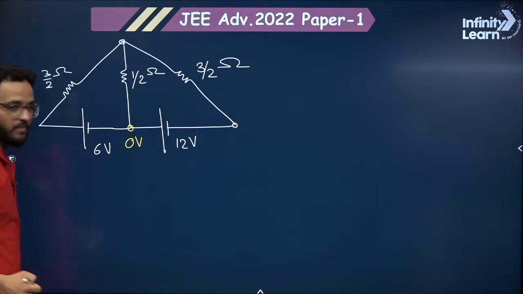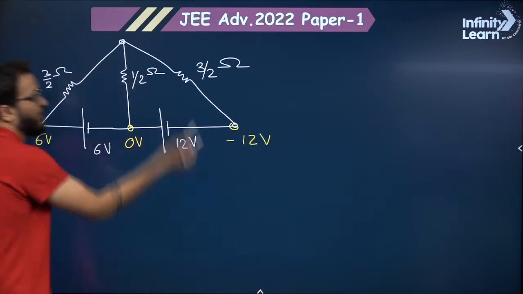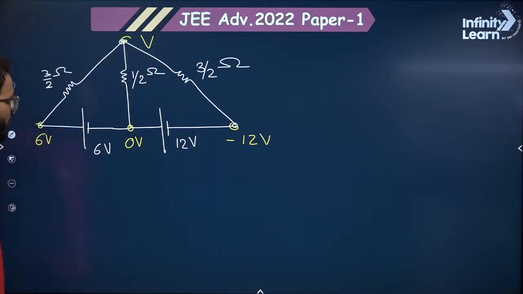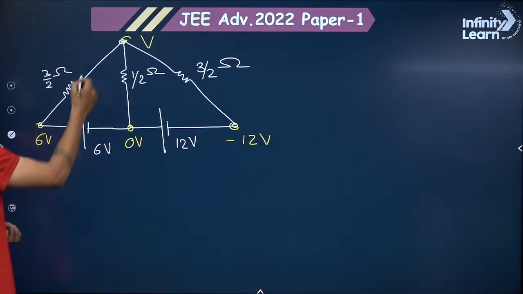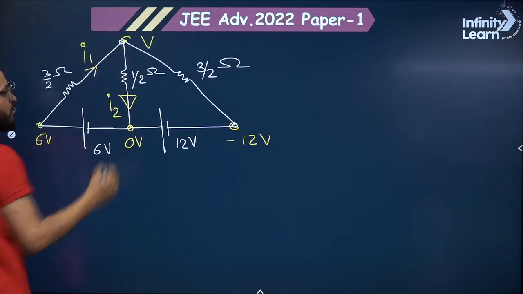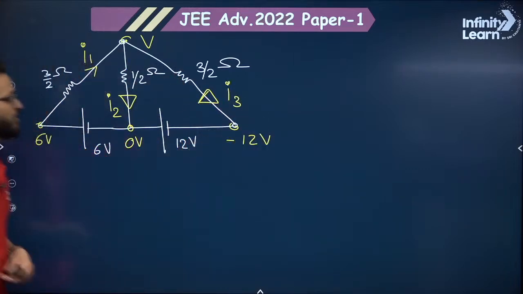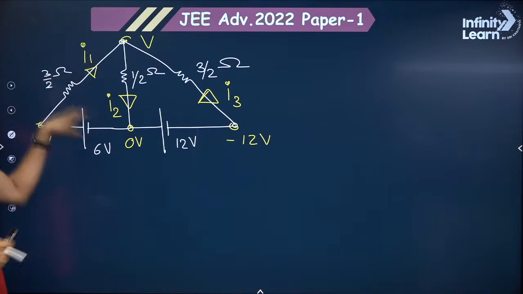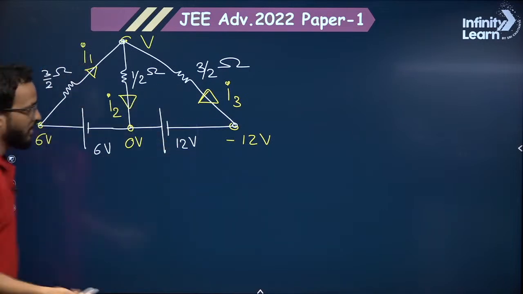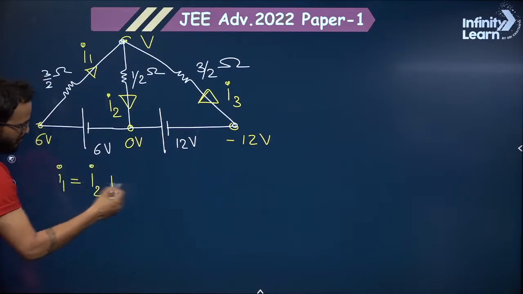Let's say this is 0 volts, right? So if this is 0, this is 6 volts. This is 0, this is minus 12 volts. And we don't know about this, so let's say this is V volts. Now, according to potential difference, let's say 6 volts is greater, so current here will be I1. Let's say V is greater, so here will be I2. And again V is greater than minus 12, so it will be I3. Can you see this? So according to junction law, I1 is equal to I2 plus I3.